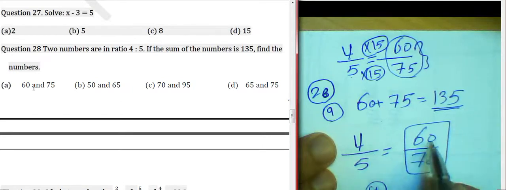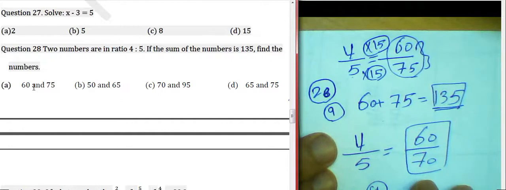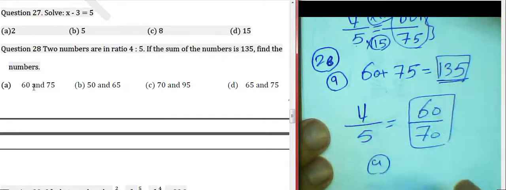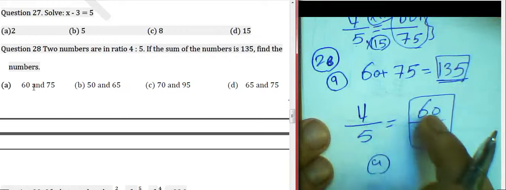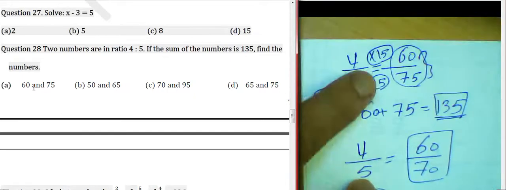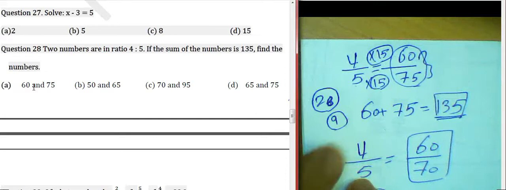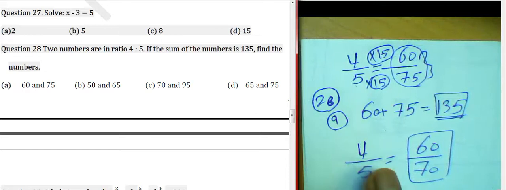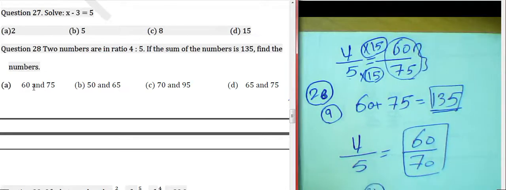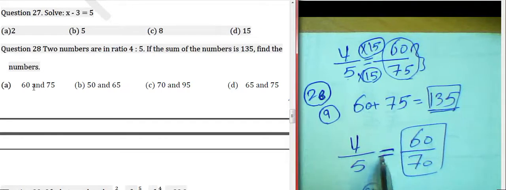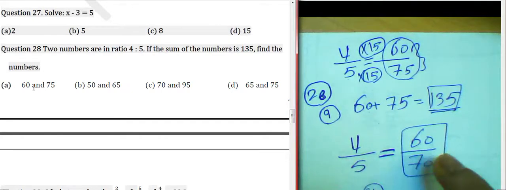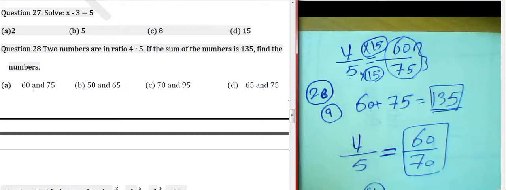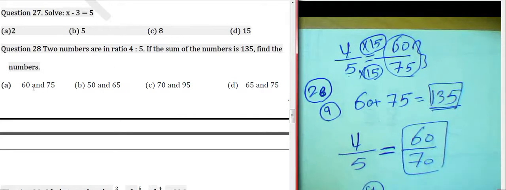Why? Because 60 plus 75 equals 135. He wants to find numbers whose sum equals 135. And 4 multiplied by 15 equals 60, and 5 multiplied by 15 equals 75. If we multiply numerator and denominator by the same number, the result will not be different. 4 over 5 equals 60 over 75, an equivalent fraction by multiplying by 15. So we must choose letter A for question 28.